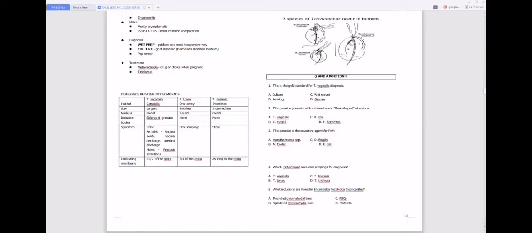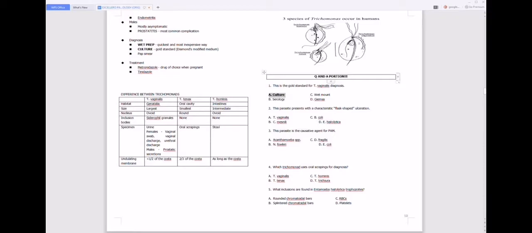This is a gold standard for T. vaginalis diagnosis. A. Culture. B. Serology. C. Wet mount. D. Giemsa. Answer is letter A. Culture. Diba? What culture medium will you use? Modified Diamond medium, diba? So wet mount is the most inexpensive and easiest way. Okay? So I hope you got it correct.